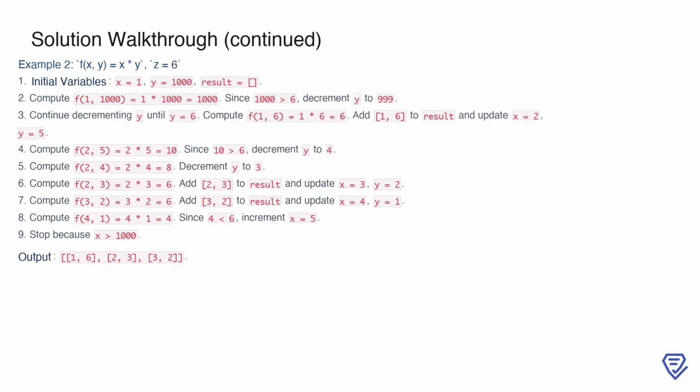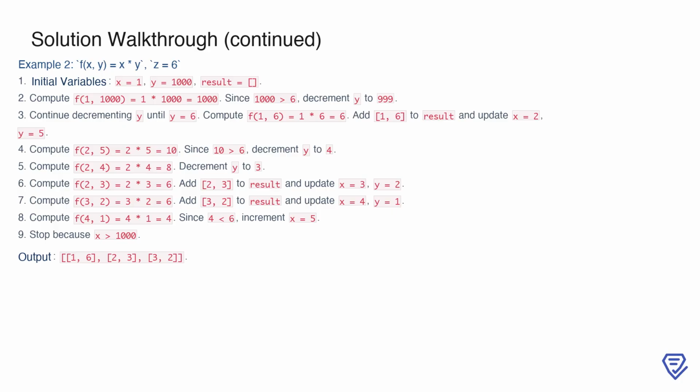In this example, the function f(x, y) is x times y, and the target z is 6. We initialize x to 1, y to 1000, and the result list is empty. The first calculation, f(1, 1000), equals 1000, which is greater than 6, so we decrement y. This continues until y reaches 6, where f(1, 6) equals 6. We add the pair (1, 6) to the result and update the pointers.